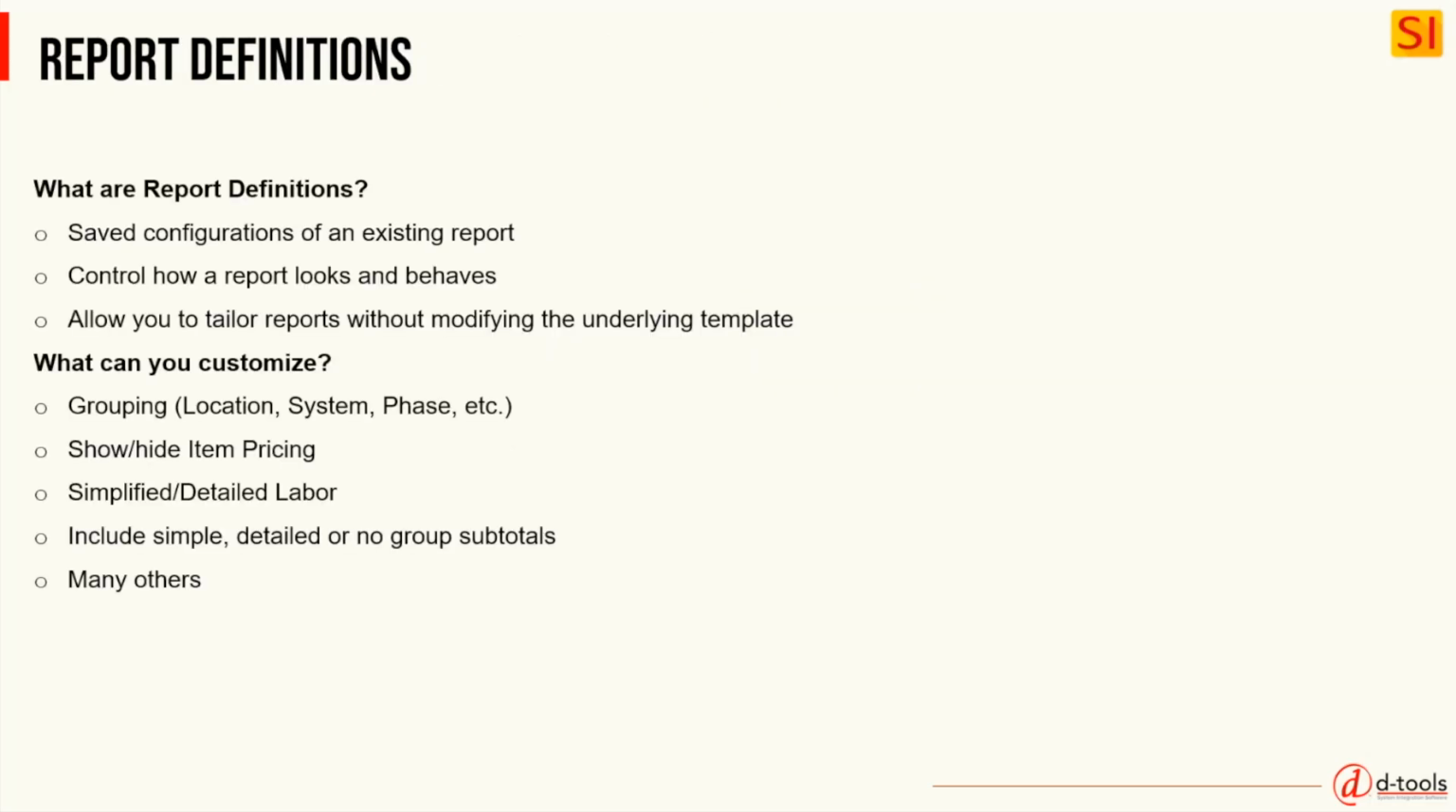Next up, we are going to talk about report definitions, and I know I was just alluding to that. So let's take a look here. I like to think of report definitions as configurations of a report. They let you decide exactly how a report should look and behave. In other words, a report definition is where you set your desired grouping, like location or system. You get to choose certain fields that might show or hide, maybe showing line item pricing, maybe showing or hiding accessories. Do I want to see subtotals for each group? There are lots of options in the report definitions.